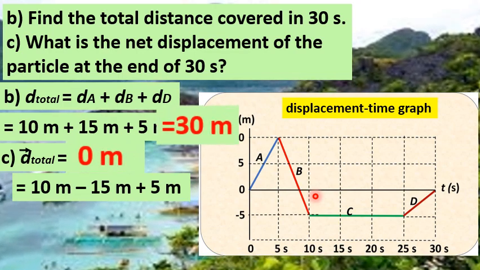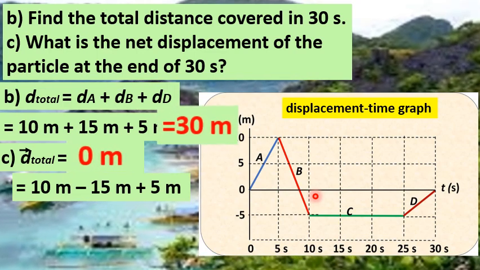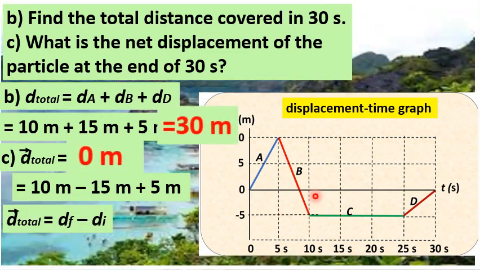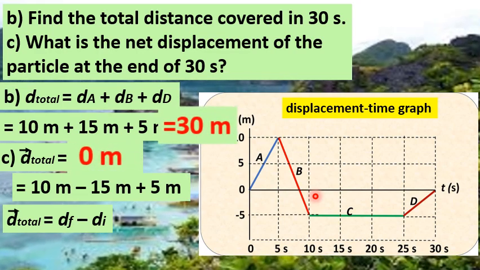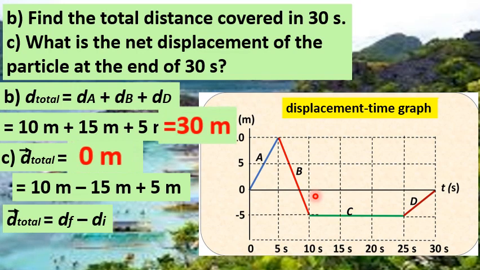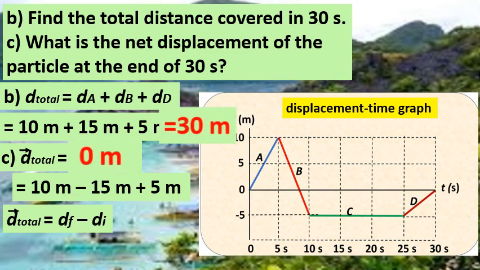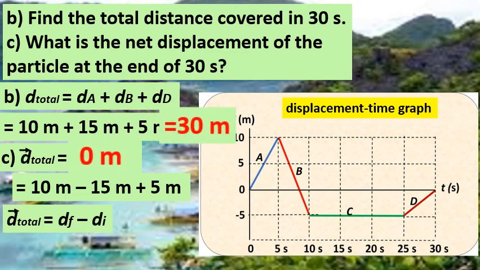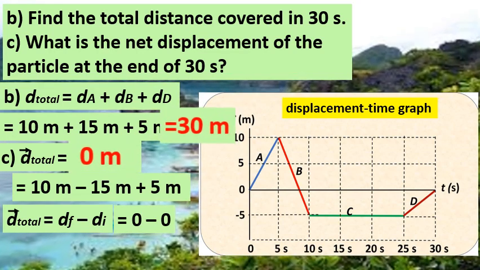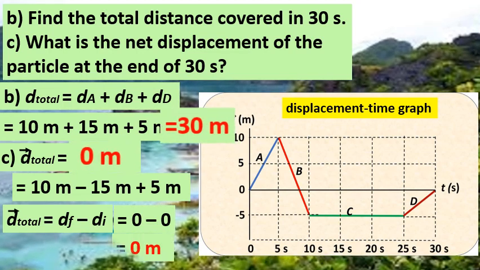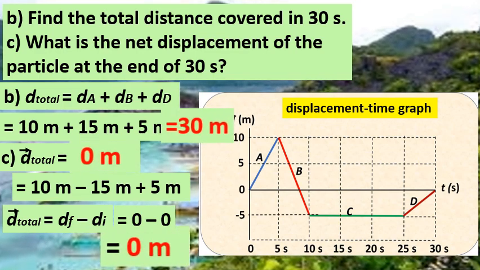We can also apply the shortcut formula for determining net displacement, which by definition is just equal to the final position, df, minus the initial position, di. The final position, that's exactly at 30 seconds, is, of course, 0, and the initial position at time equals 0 is also equal to 0. Therefore, our total displacement is 0, right? And it agrees with the first answer.